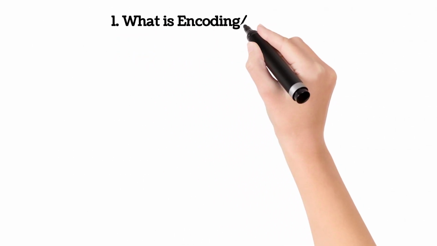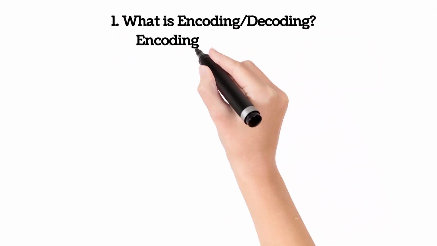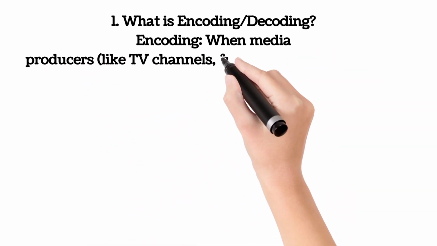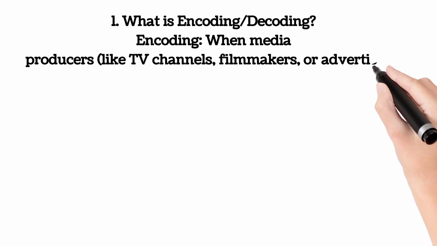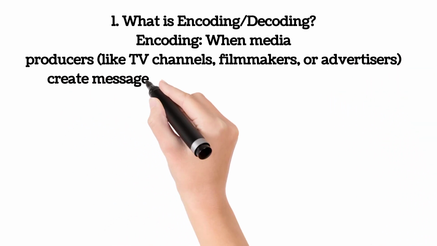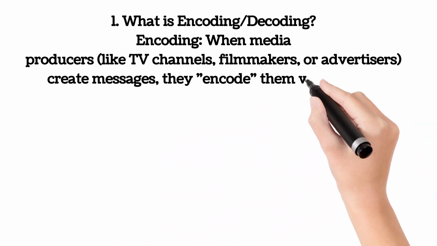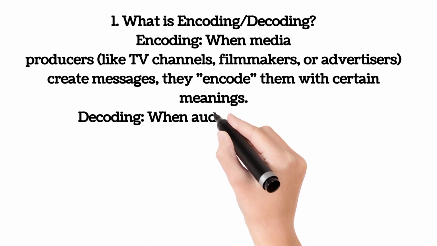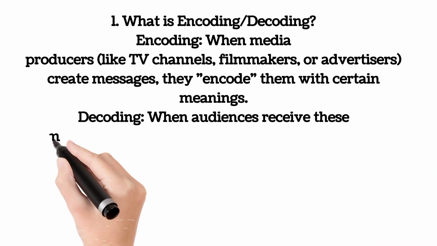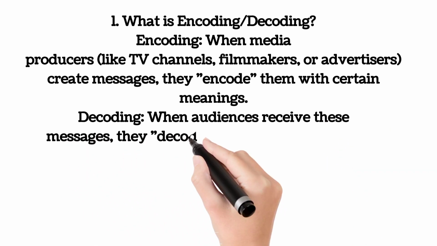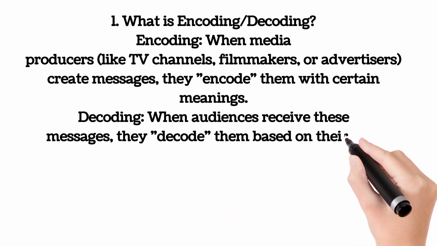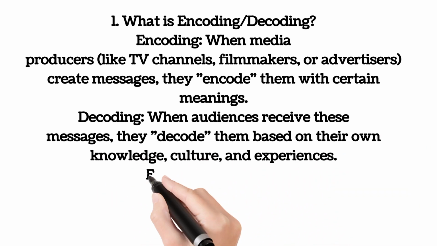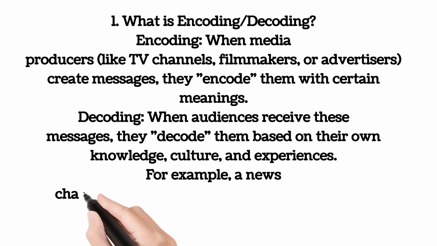One. What is encoding, decoding? Encoding. When media producers, like TV channels, filmmakers, or advertisers create messages, they encode them with certain meanings. Decoding. When audiences receive these messages, they decode them based on their own knowledge, culture, and experiences.